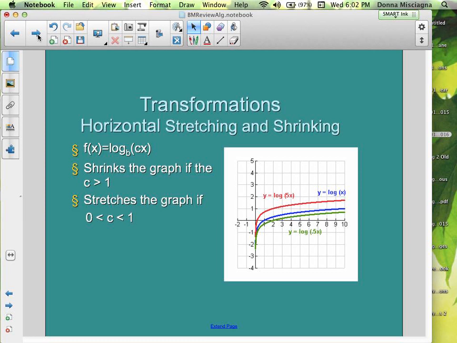So I'm not going to go into too much detail on this. This is a little bit more advanced concept. We'll do this in class, and once we get graphing with transformations, then I'll go over this more. So just suffice it to say that we're going to horizontally shrink the graph if the value in front of x in the parentheses is greater than 1, and we're going to stretch the graph if it's between 0 and 1.